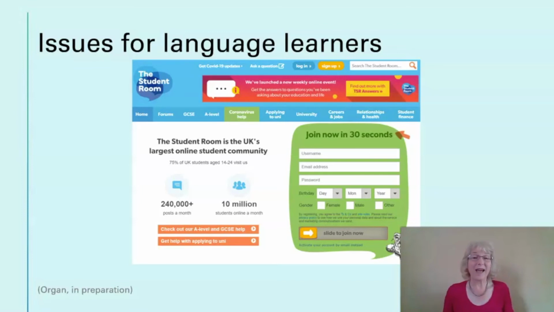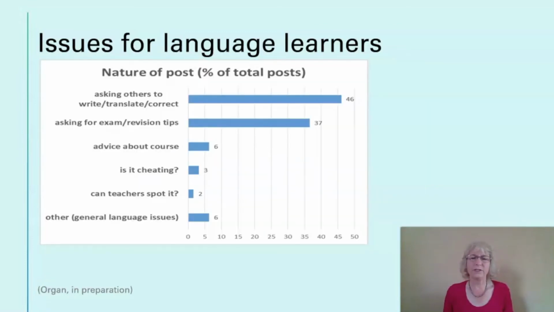This is an open access forum for students at any level of education to ask each other questions. I found 63 posts and 143 responses from 2010 to 2018, which mentioned Google Translate in the context of language learning, mostly referring to GCSE coursework.